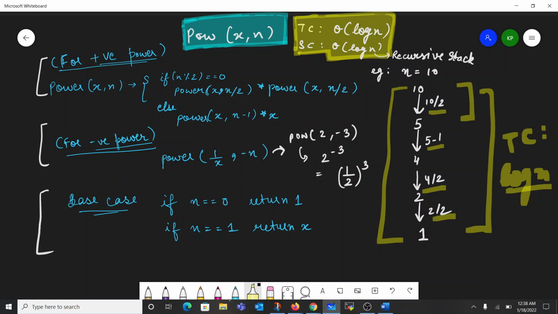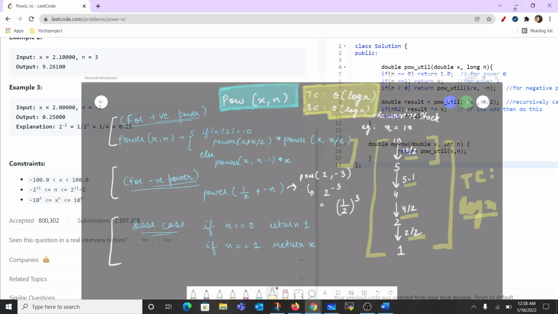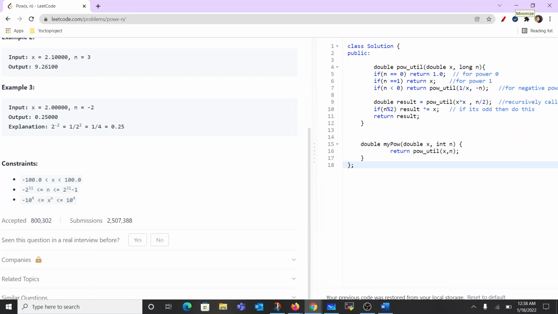So now let me walk you through the code. In that code also there is one trick, but these two portions I'll explain there only. But the basic idea starts from here. So let me go towards the coding part.